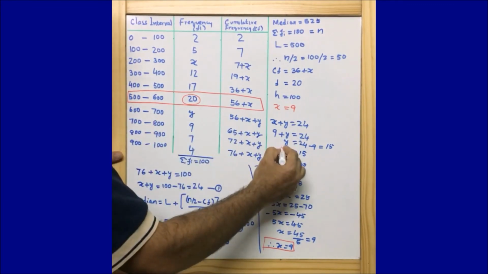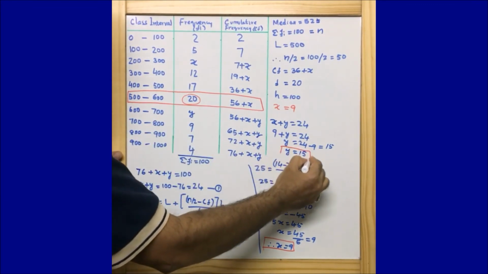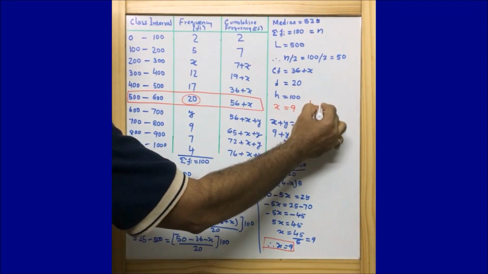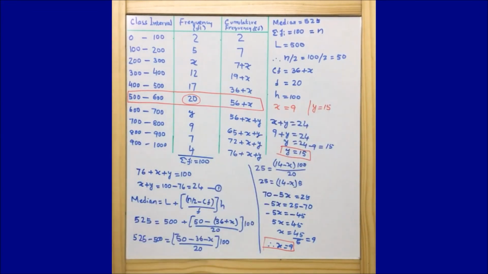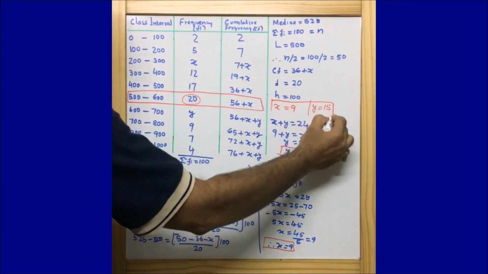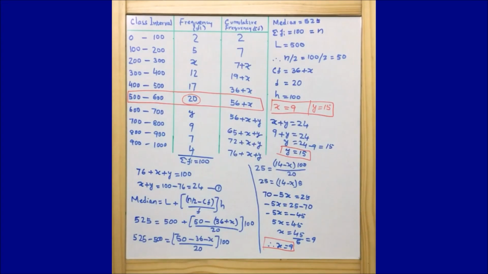Sorry guys, it has become a little bit clumsy here, but we are almost done. So y is equal to 15. We are able to find out the value of x and y. This is what the question asked us to do, and this is what we found out, the values of x and y as 9 and 15. Guys, this calculation is very clear and pretty straightforward. You just need to remember the median formula and put everything in the formula, and definitely things will flow automatically.